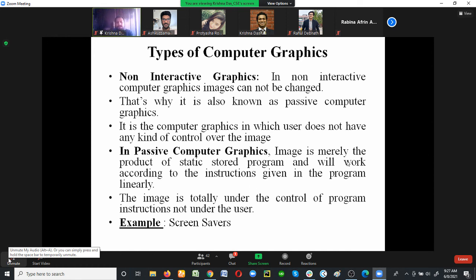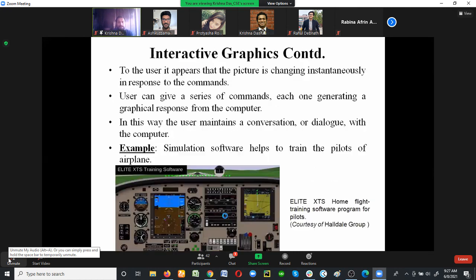We talked about watching a movie. You cannot stop the movie and change the scenario according to your wish, right? Whatever the director has filmed has been put down in a file, a static stored file that you can only watch. The image is changing, but the changes are done in some other way, not by the user who is watching it. That's why it's called passive computer graphics. The image is totally under the control of the program instructions, not under the user, like a screensaver as well.